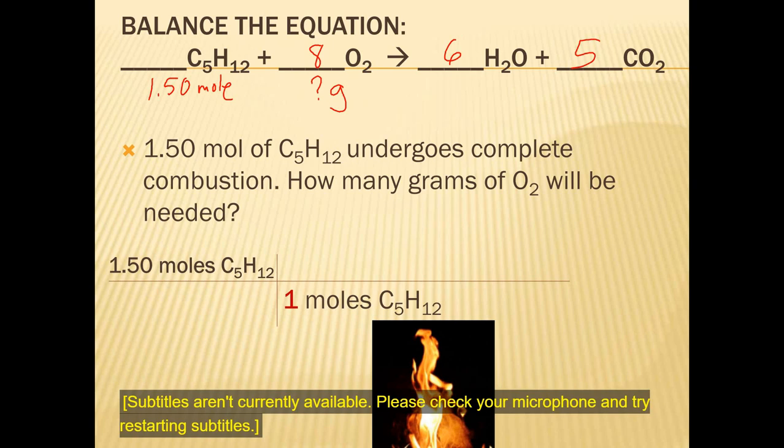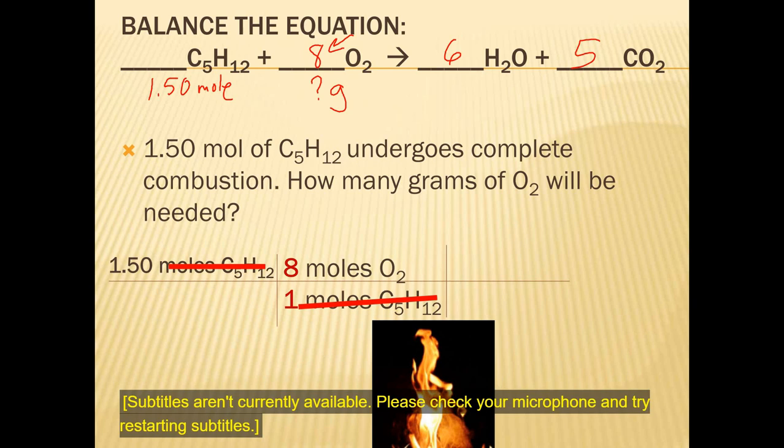O2. Grams, but I can't get to grams until I get to the right moles. So I am trying to get to O2, so I'm going to use the 8 on the top and put 8 moles of O2. At this point, I can cancel out moles of pentane. But I'm still not to grams. I need to do one more conversion. So I stayed in that yellow area. I've gone mole to mole using the equation. Now I'm going to come out and go to the right to get to grams.